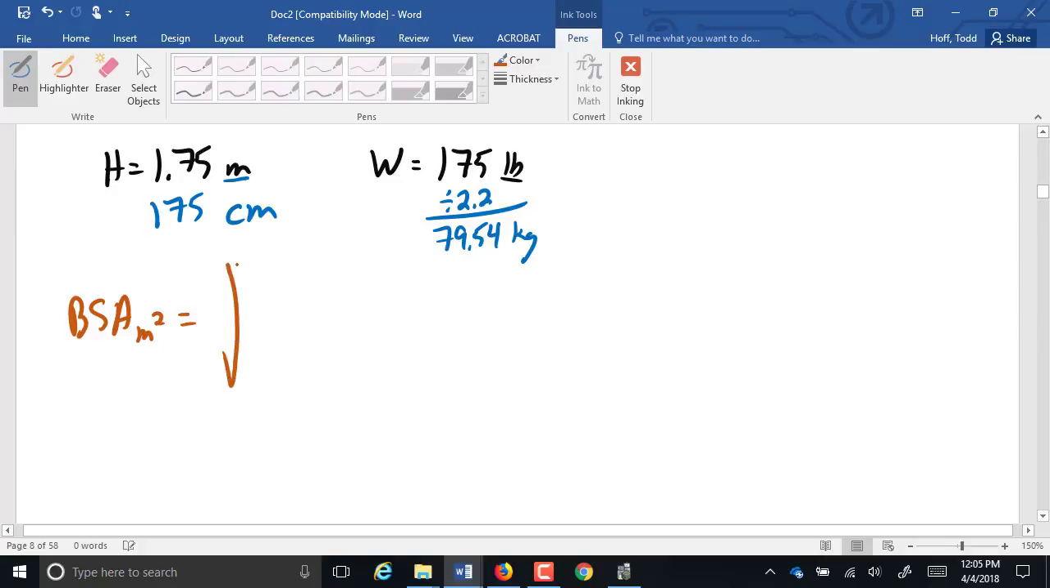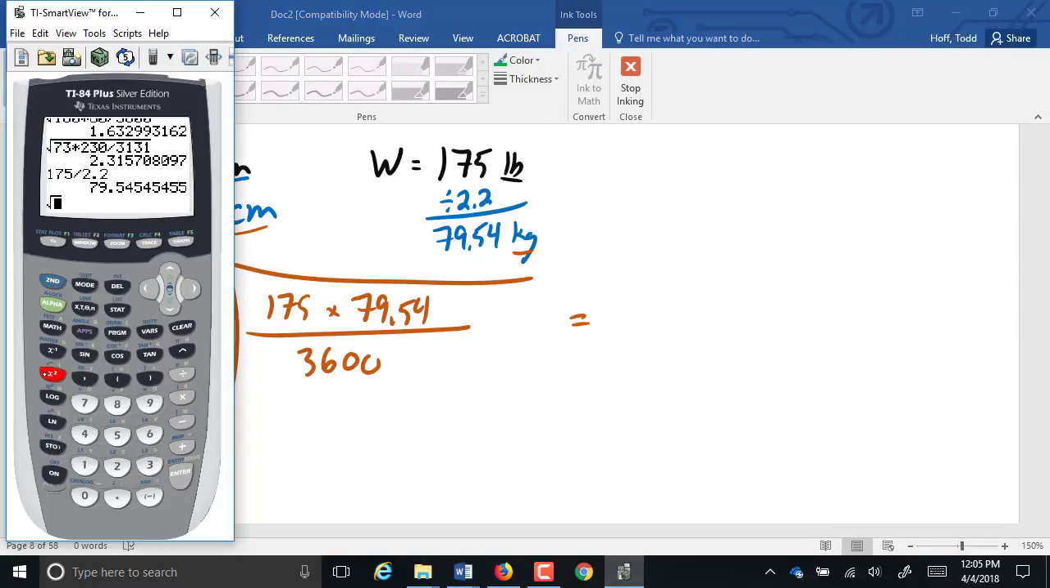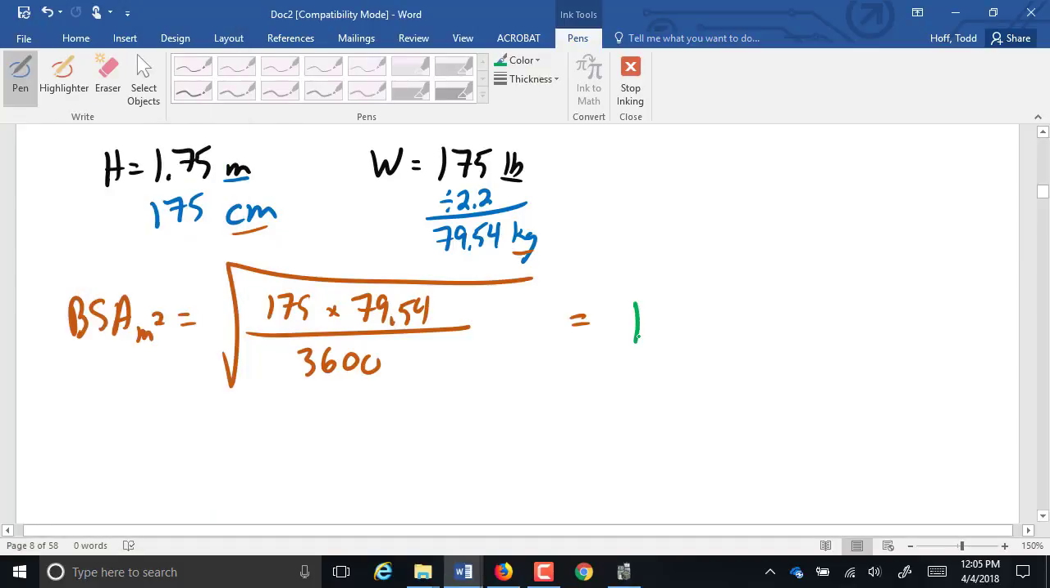So now, to do our body surface area in meters squared, it is the square root of our height, 175, times our weight or mass, 79.54. That is in centimeters and kilograms, so we're going to use the 3600. So the square root of 175 times 79.54 divided by 3600. We get 1.97 meters squared.